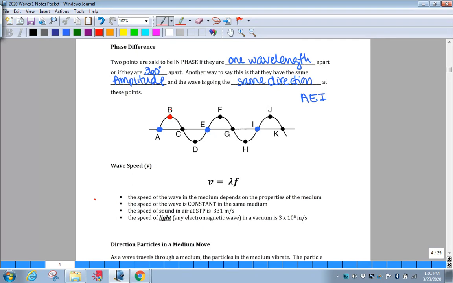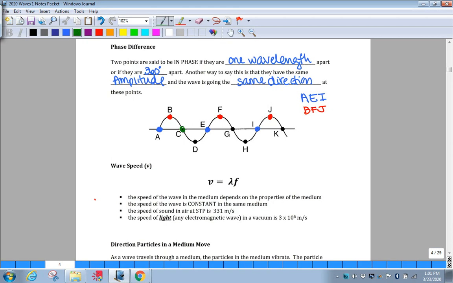Okay, so let's think about point B. Which points are in phase with point B? Remember the criteria. They have to be one wavelength apart, which is 360 degrees, or have the same amplitude and be moving in the same direction. Okay, so B is very easy to tell. So B has the same amplitude and is the same part of the wave as F, as is J. So B, F, and J are all in phase, right?